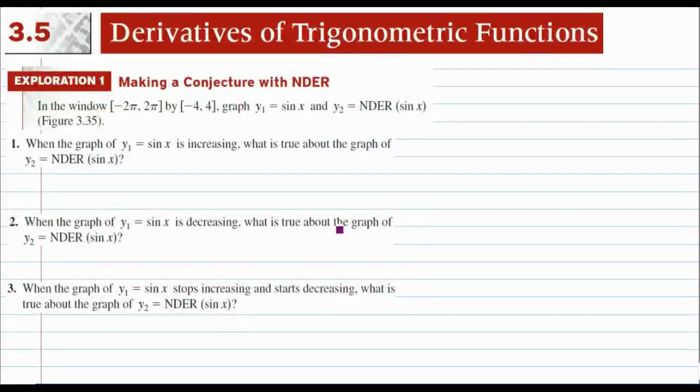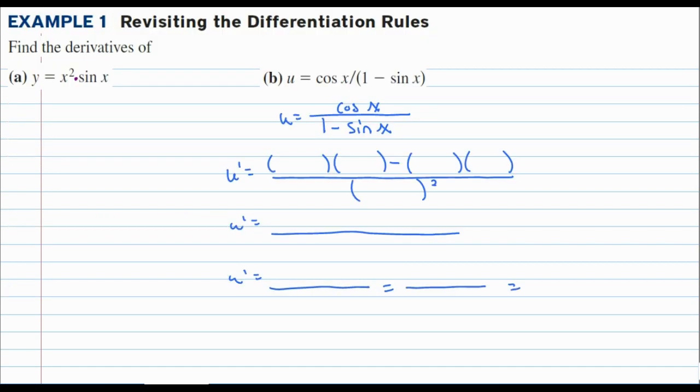This is the screencast for section 3.5, example 1. We are going to revisit differentiation rules. We've got to remember all these rules as we go through the course because differentiation, or taking a derivative, is going to pop up all the time. So, looking at part A, y equals x squared times the sine of x, find the derivatives.